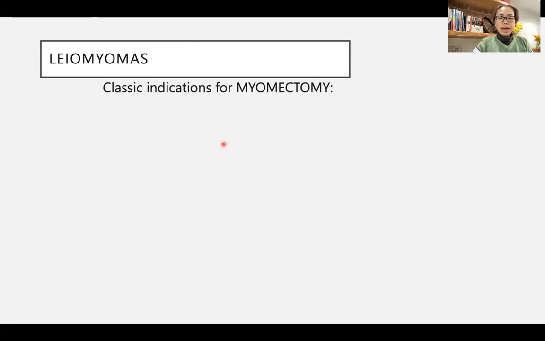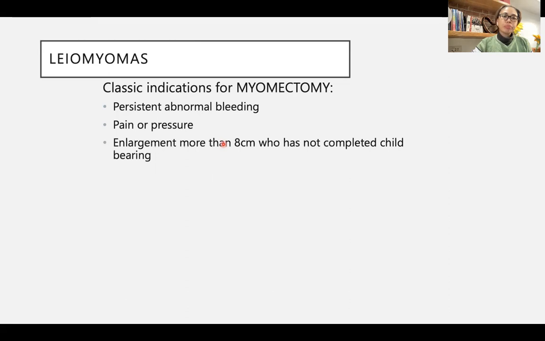Now, we have different managements, and one of them is myomectomy. I will be enumerating the indications of myomectomy. 1, persistent abnormal bleeding. 2, pain or pressure. 3, enlargement more than 8 cm in a woman who has not completed childbearing yet. Again, it's the F in AFP, future plans of fertility.